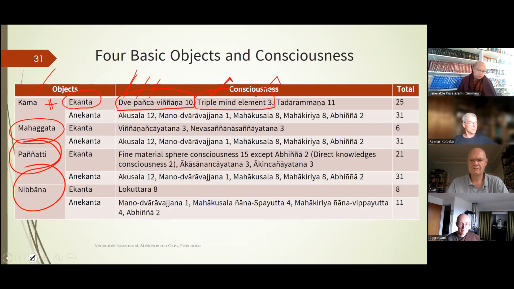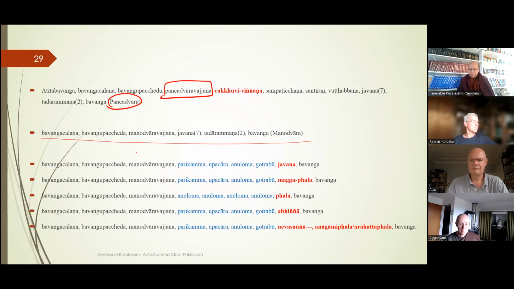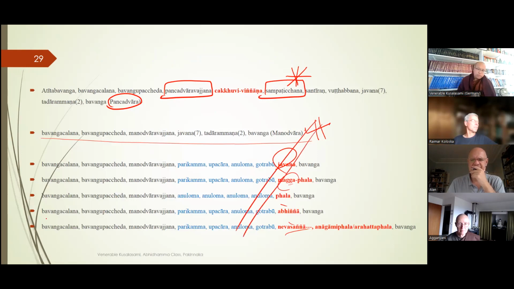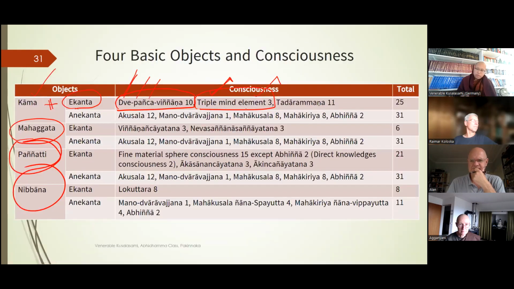And two receiving consciousness as well. Here you can see the receiving consciousness, sampadechana. Only in this kind of thought process will you find sampadechana. You cannot find it in Manodwara and other Javana, Magga, Phala, Abhinna. So you don't need it. That receiving consciousness is not working in other kinds of thought process. So it means only when you see, when you hear, when you taste. That's why triple mind element three takes only the karma object. And Tadarammana: Tadarammana is eight Mahavipaka, great resultant, and three investigating.